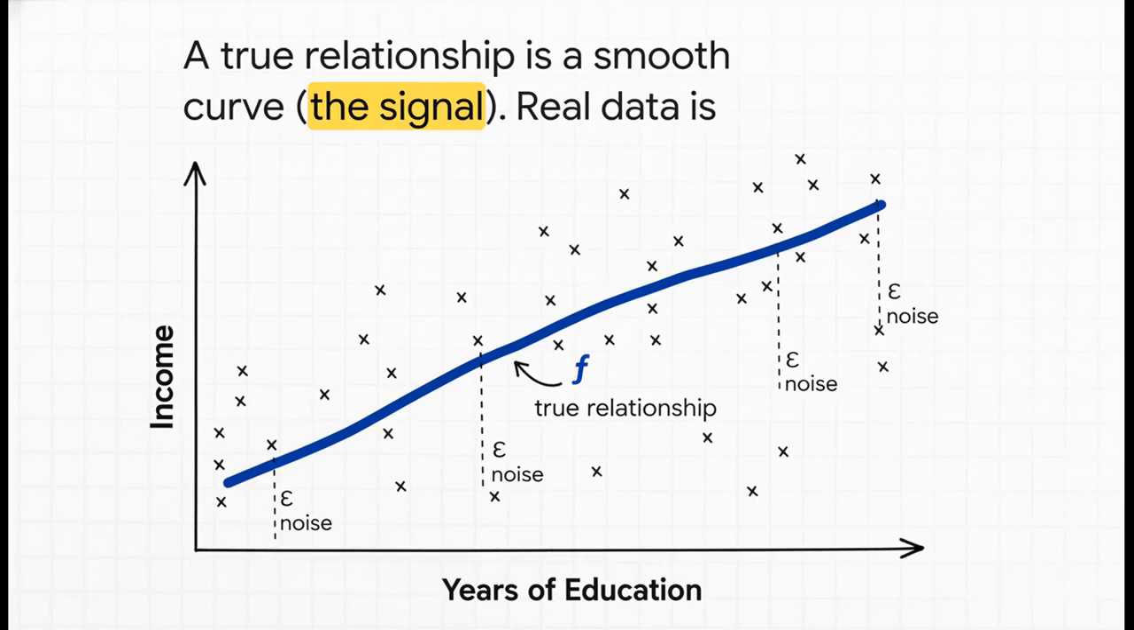Okay, this picture is a perfect way to see what's going on. Let's imagine we're looking at someone's income based on their years of education. That smooth blue curve represents the perfect, true relationship. That's our f. But of course, real-world data is messy. The actual data points, the little black dots, don't fall perfectly on that line. That vertical distance from each dot down to the curve, that's the noise. That's our epsilon. And here's the kicker. We only ever get to see the dots. Our whole job is to try and guess what the blue curve looks like.